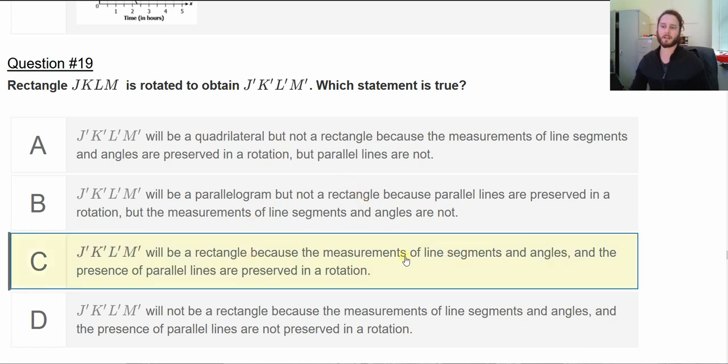C does say that it is a rectangle because the measurements of the lines, the angles, and the presence of parallel lines is preserved, and that's true. And D again tries to say it's not a rectangle, which is untrue. I forgot to tell you to pause again.